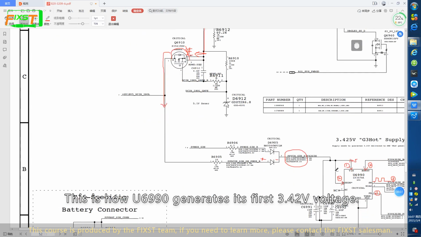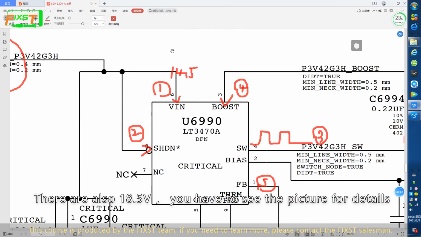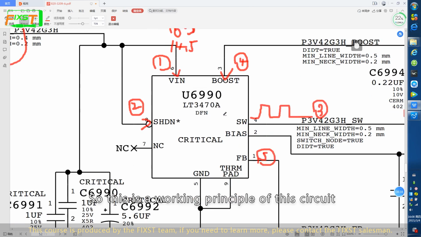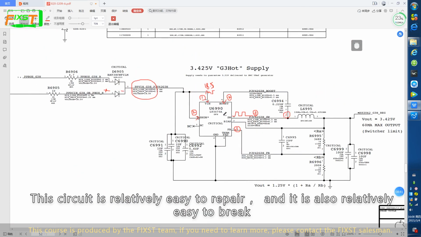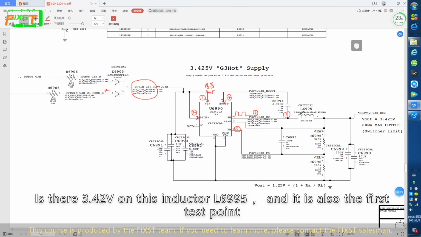This is how U6990 generates its first 3.42 volt voltage. There are also 18.5 volt. You have to see the detailed picture. Our drawing is 80.5 volt and some drawings are marked with 14.5 volt. So this is the working principle of the circuit. This circuit is relatively easy to repair and it is very easy to break. When our laptop does not turn on, the first thing to detect is this circuit. Is there 3.42 volts on this inductor L6995? It is also the first test point.